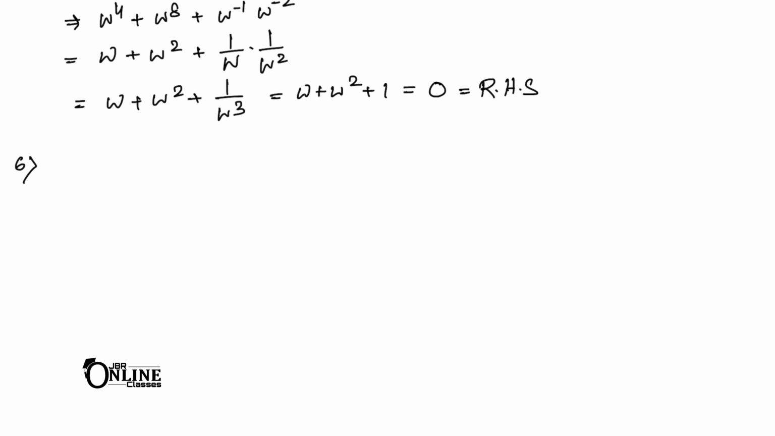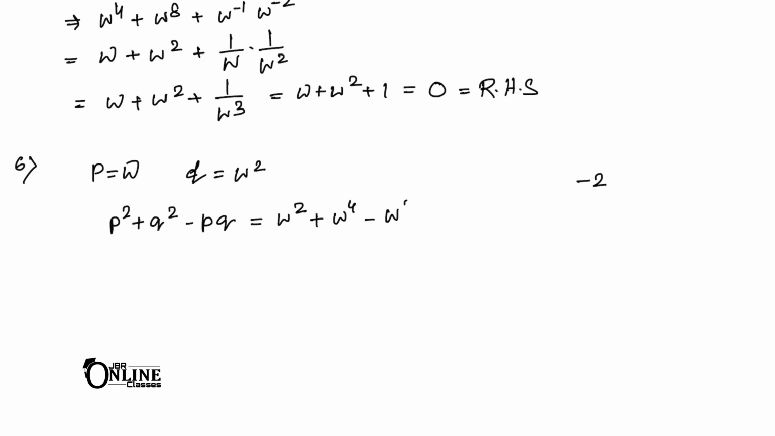So here P and Q are the complex roots of unity. That means here P equals omega and Q equals omega square. Then prove that P square plus Q square minus PQ equals minus 2. You have to show that this one equals minus 2. So P square means you can write omega square, and Q square means omega to the power 4, and here minus P into Q, that means omega cube. So omega square, and that one omega to the power 4 means omega only, and omega cube means minus 1.